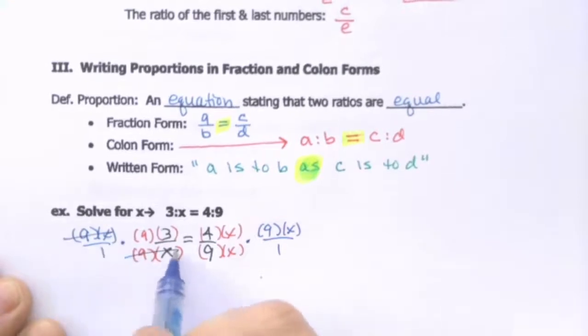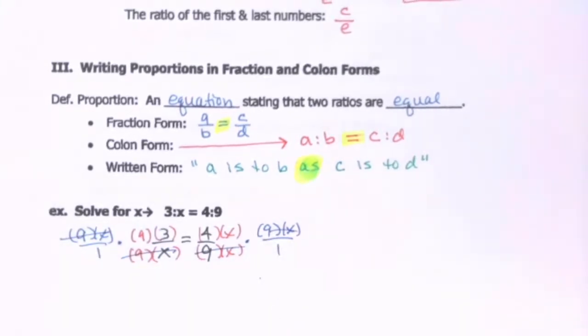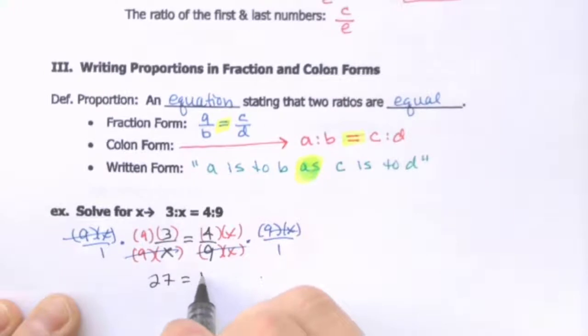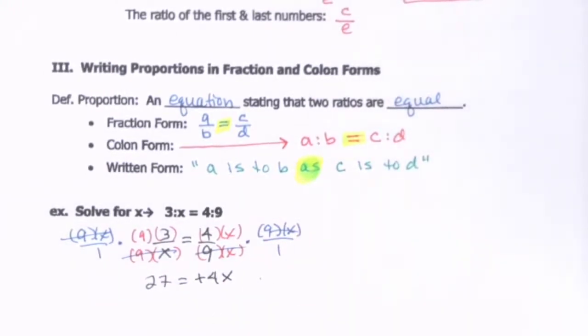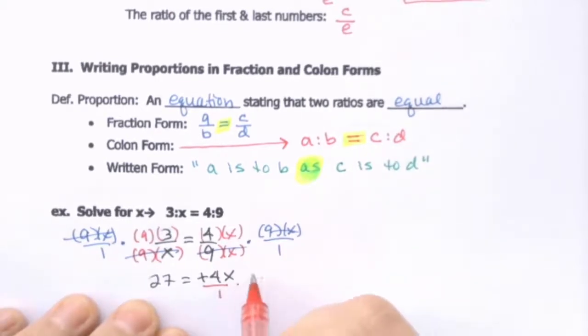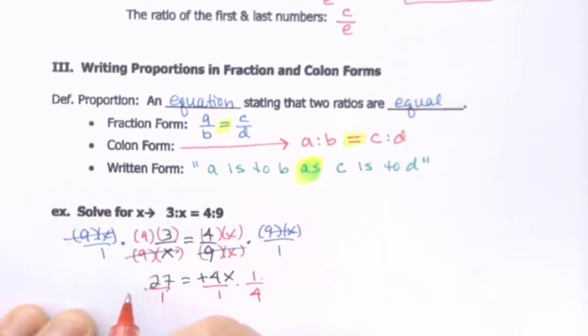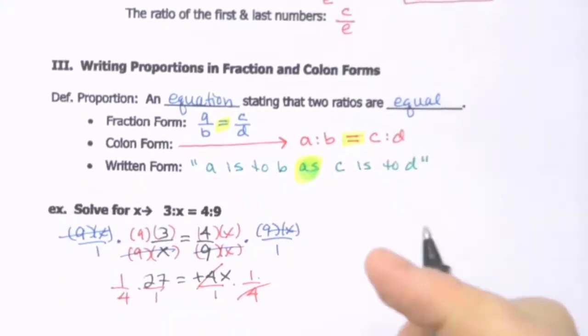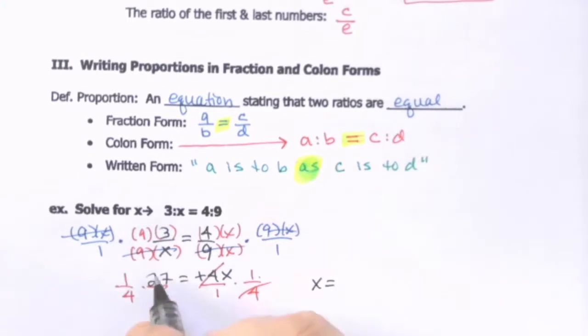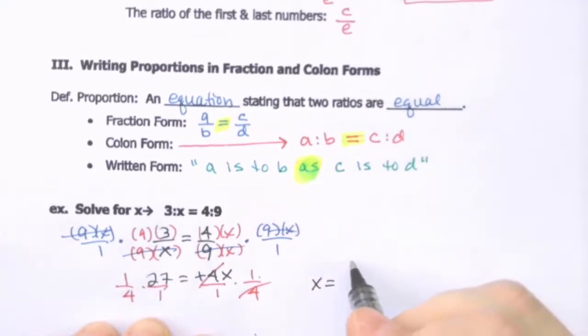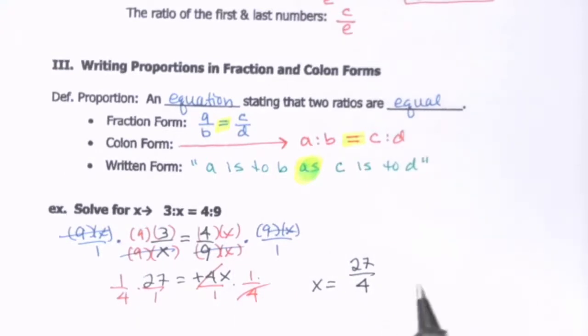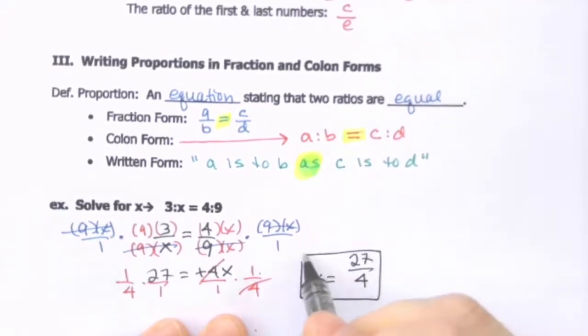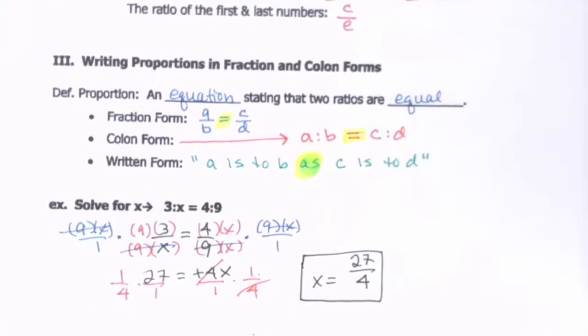This will cause all the bottoms to divide out. And we have 27 equals 4x. And to get x by itself, we multiply by 1 over 4 on both sides. The 4's divide out. X is alone, and I have 27 on top and 4 on the bottom. 4 is 2 times 2. 27 is not an even number. So that is your finished answer.